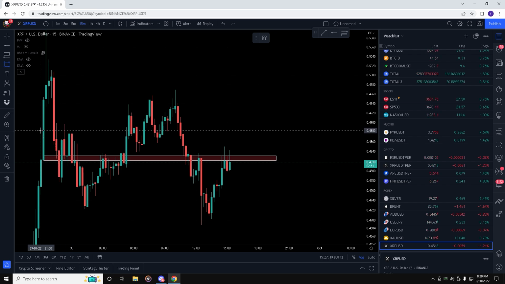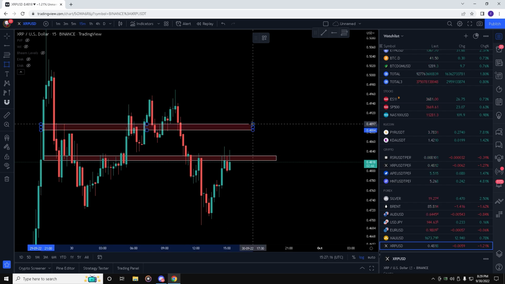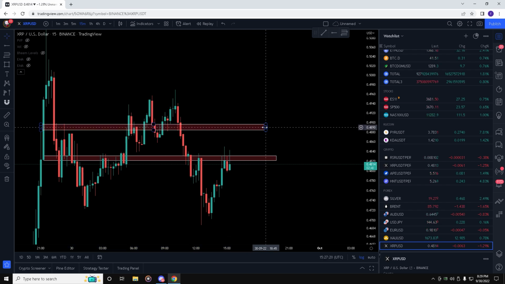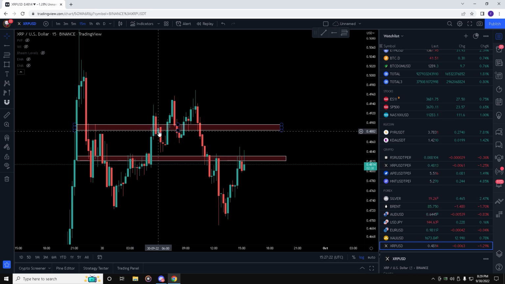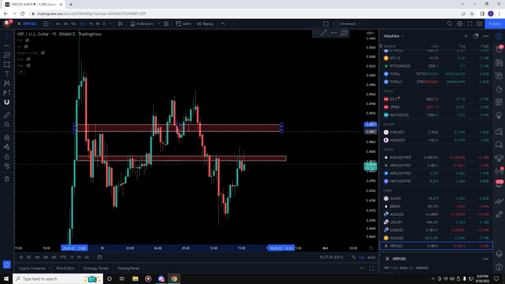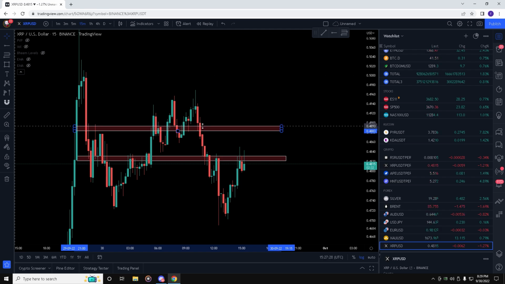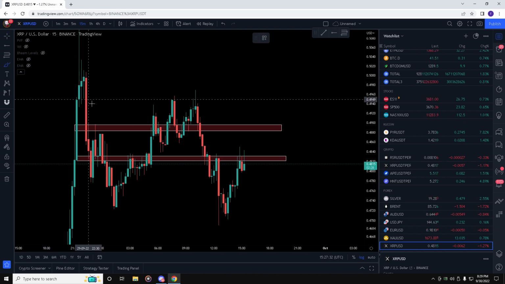So I'm gonna take this wick and I'm gonna start drawing from here and come around these levels. Certain slight adjustments like these to cover some of the wicks and some of the wicks over here as well. Actually, let's just cover this whole one. Okay, now add confluence to the trade.